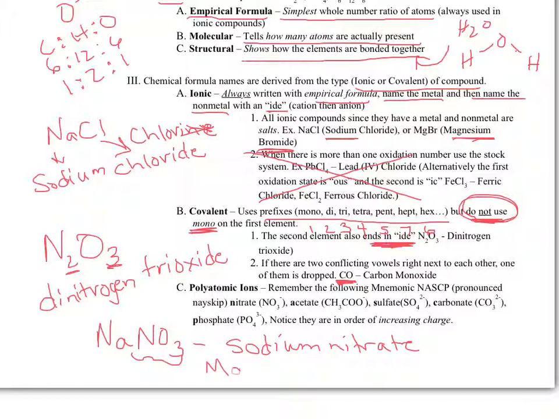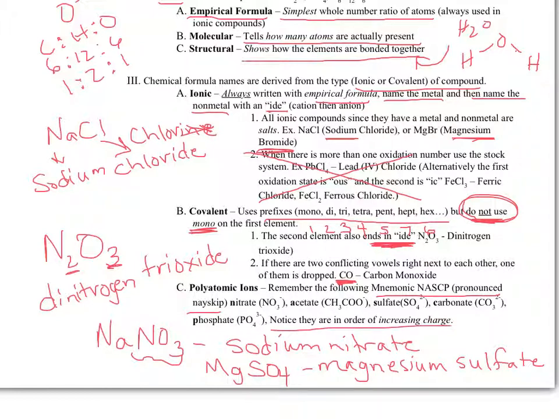Let's try this one. MgSO4 is magnesium sulfate. Magnesium sulfate. And this is just a little mnemonic device to help you remember all the polyatomic ions that you had to know. Nitrate, acetate, sulfate, carbonate, phosphate. But again, just memorize those 10 that I gave you, and that'll be fine. Okay, moving on. And it looks like that's it.